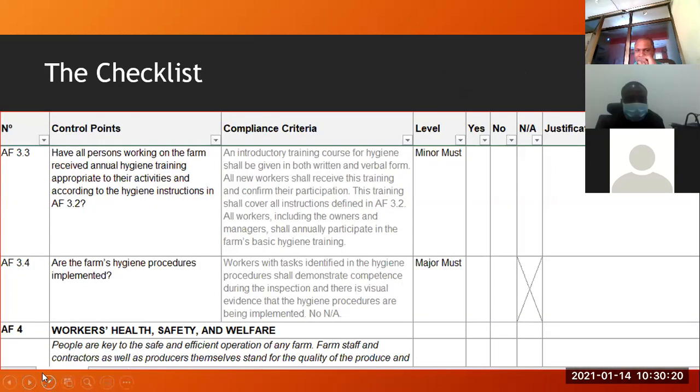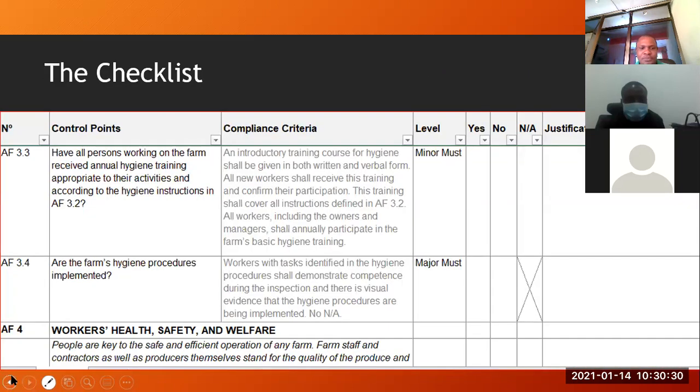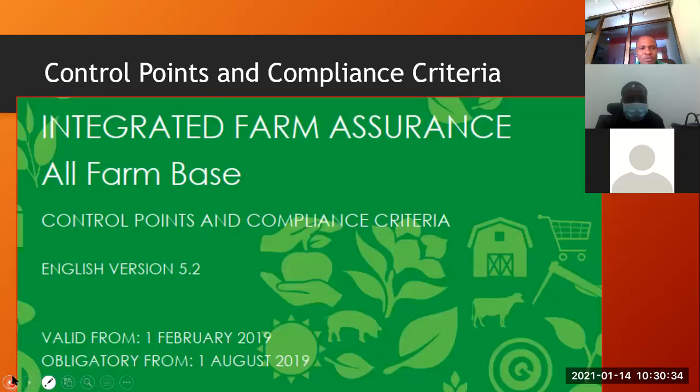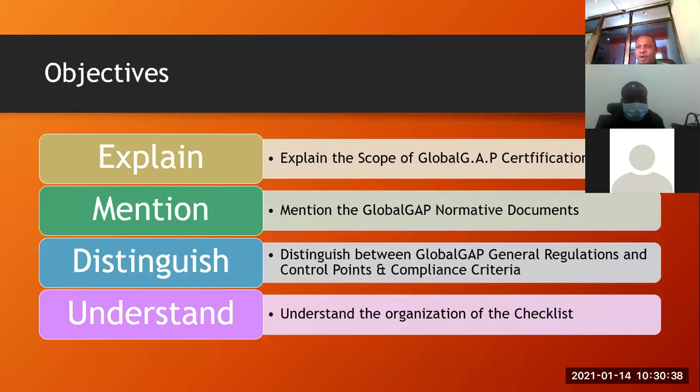Okay, so I think this ends our session for today. Our point on checklist ends our session for today. So let's go back to our objectives and see. These are our objectives that we set for ourselves for today. Are you sure that you can perform all the things on the objectives?